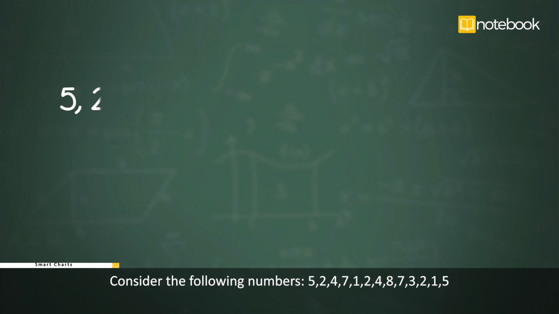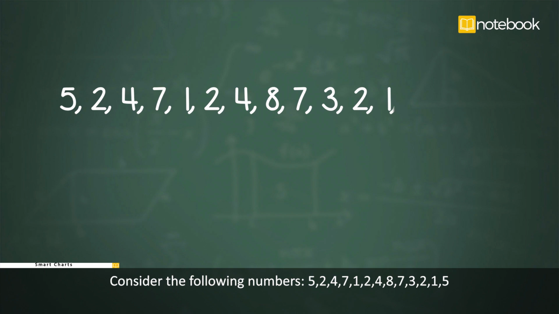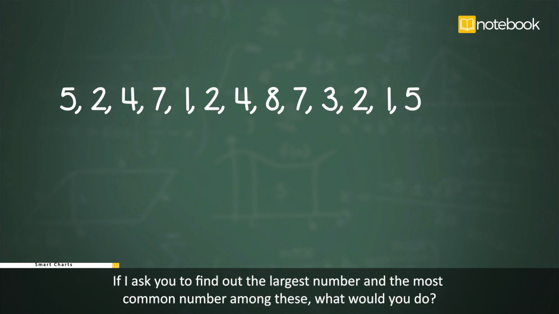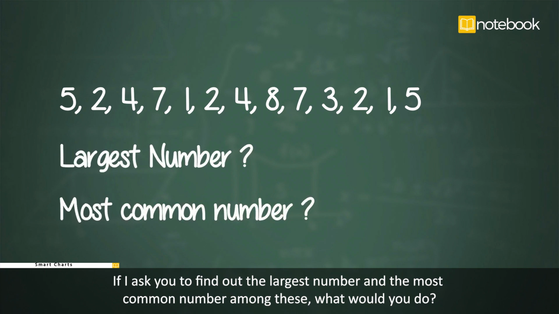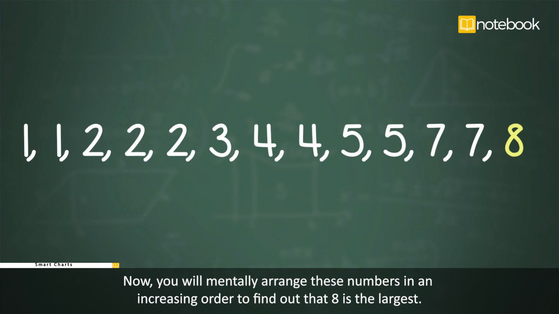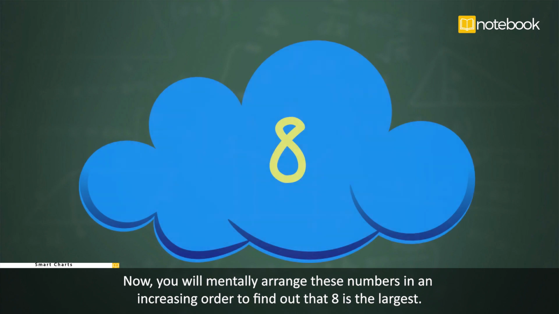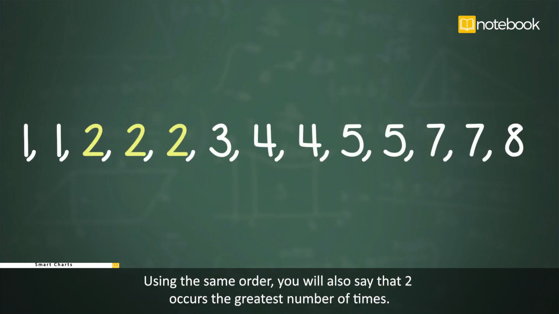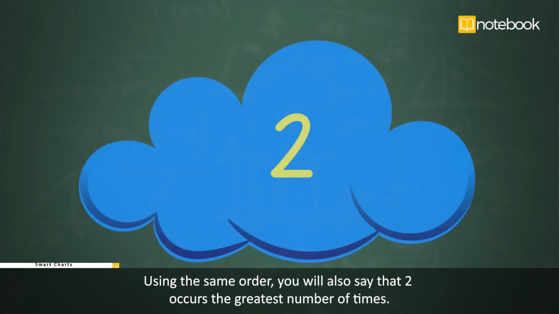Consider the following numbers: 5, 2, 4, 7, 1, 2, 4, 8, 7, 3, 2, 1, 5. If I ask you to find out the largest number and the most common number among these, what would you do? Now, you will mentally arrange these numbers in an increasing order to find out that 8 is the largest. Using the same order, you will also say that 2 occurs the greatest number of times.